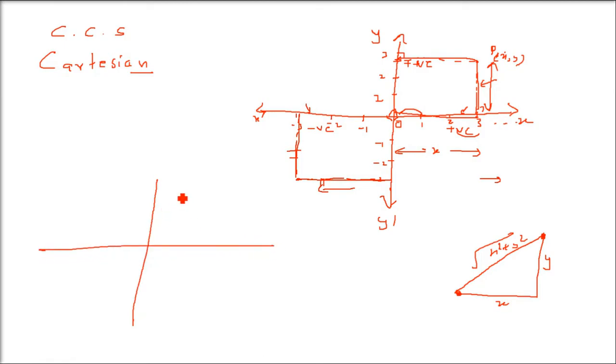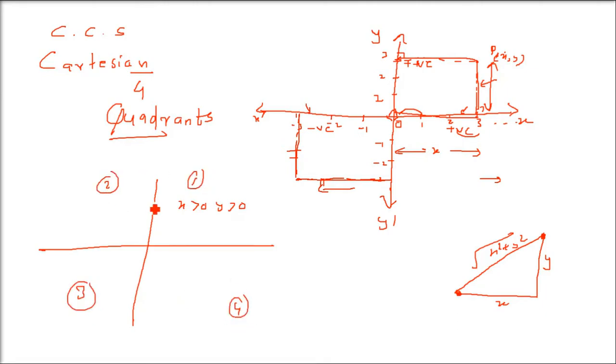So we have a piece of paper, we divide it into 4 parts, and these 4 parts are called quadrants. Quad means 4. In the first quadrant, x is greater than 0, y is greater than 0. So this is the first quadrant, second quadrant, third quadrant, fourth quadrant. We go anti-clockwise like this. In the second quadrant, x is less than 0, y is greater than 0. The third is x less than 0, y less than 0. Fourth, x greater than 0, y less than 0.